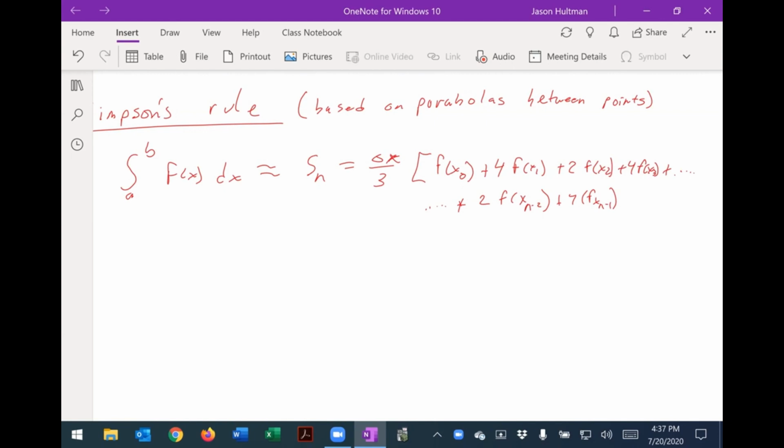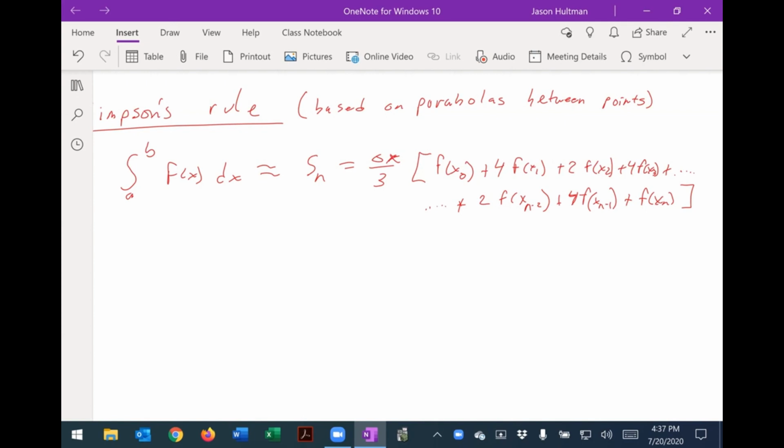How am I doing this? Let's get the parentheses correct. 4 f of x plus, and the very last one, f of x sub n, does not have any. Okay, very similar to the trapezoidal rule, but instead of 2's, we're doing this alternating 4, 2, 4, 2 pattern.